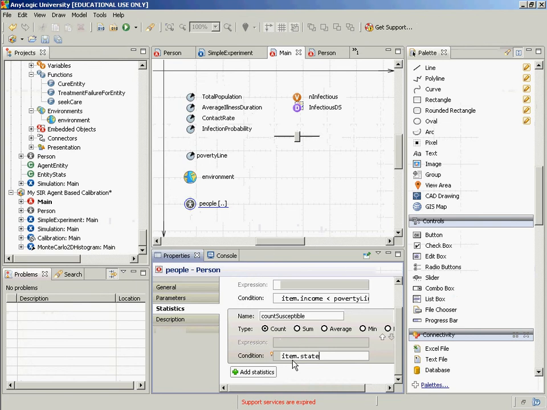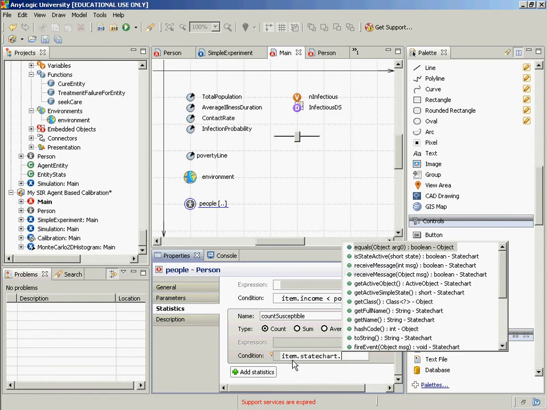item.statechart. By the way, there's a bug in AnyLogic where occasionally it doesn't do autocomplete for these things, and you close it and open it again. There's a couple of issues there. Yeah, item.statechart.